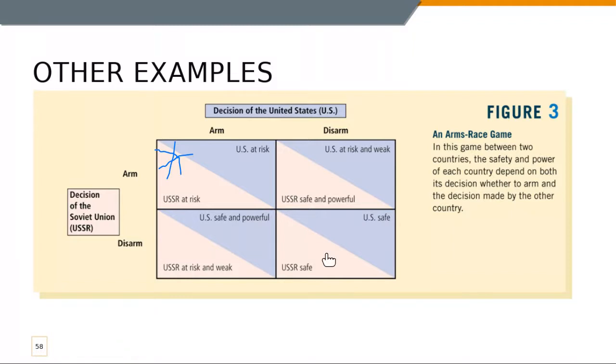Why is that? Because again, let's look at the outcome. If the United States chooses to arm, they're at risk if the Soviets arm, but they're safe and powerful if the Soviets disarm. In contrast, if they choose to disarm and the Soviets choose to arm, they're at risk, a worse outcome than if they had chosen to arm. Similarly, if the Soviets disarm and the United States arms, the US would be safe. And so the point of Nash equilibrium is to show us how, while there seem to be reasonable outcomes, those reasonable outcomes don't occur.